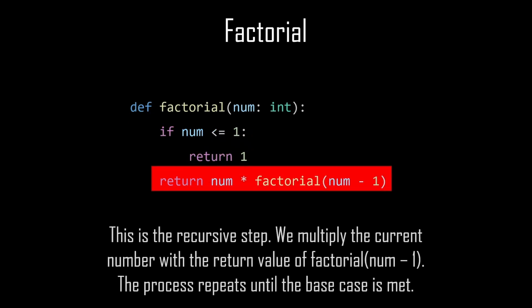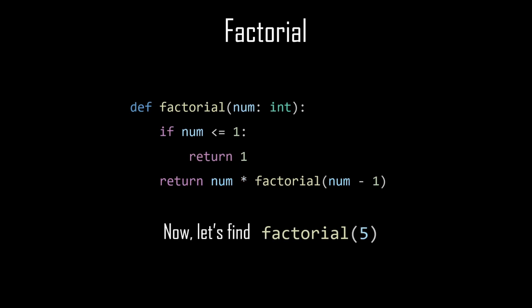Then we have the recursive step. So we multiply the current number with the return value of the number before the current number. So the process repeats until the base case is met. So if our number is 5, for example, this will be 5 times factorial of 4, which actually makes sense because 5 factorial could be rewritten as 5 times 4 factorial. So yeah, let's go ahead and find factorial of 5.